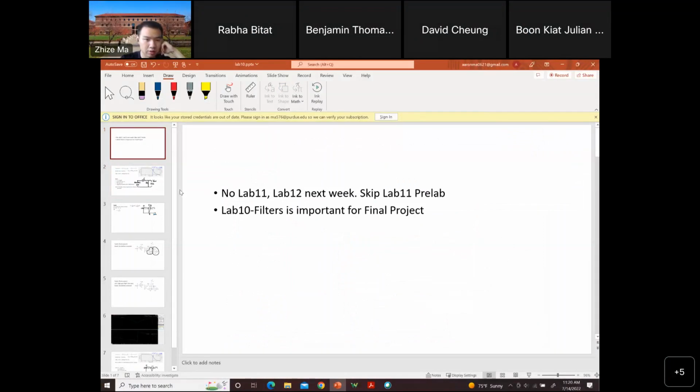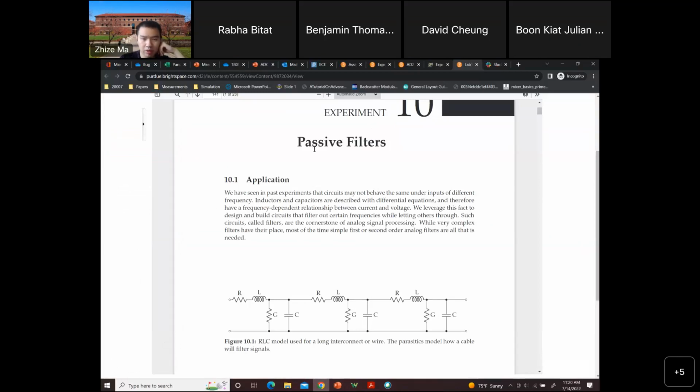And so for this week is Lab 10, which is about filters. It is a very important lab for final projects. I think probably half or more than half of the circuit on the final project is about the filters. So make sure you understand this week's lab.